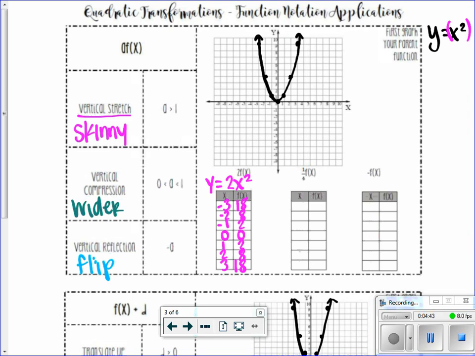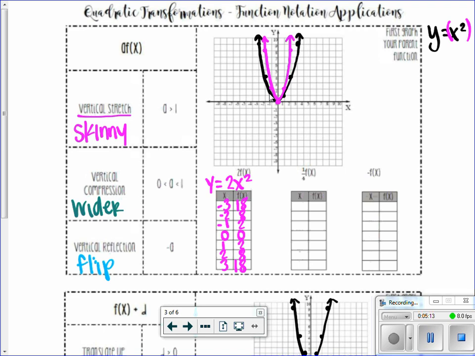So we want to try and graph the best that we can. As of now, we can graph the origin, or the vertex at 0, 0. We can graph 1, 2, negative 1, 2. We can graph 2, 8, and negative 2, 8. After that goes off our grid. That's okay. Is that showing that it just got skinnier? Yes. Okay.